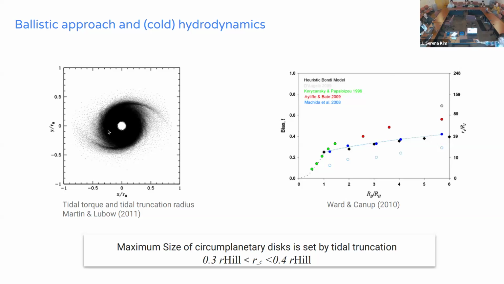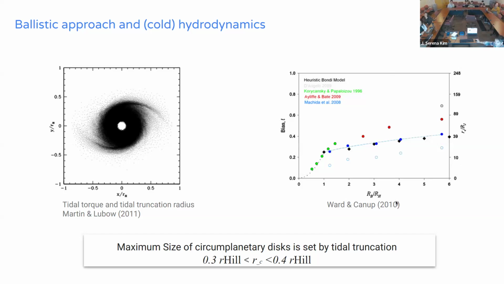And this is one of the simulations from that work. And the outcome was that this tidal truncation effect gives you a size that goes between 1/3 of the Hill radius to something like 0.4 of the Hill radius. And this has been confirmed and compared with different models and many different simulations.